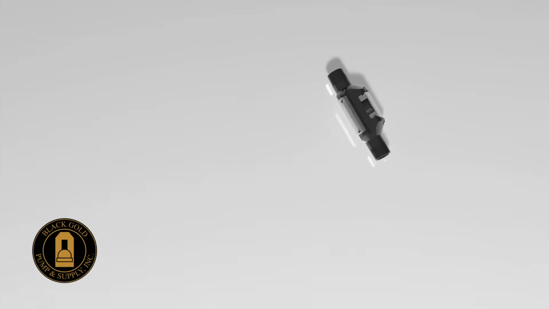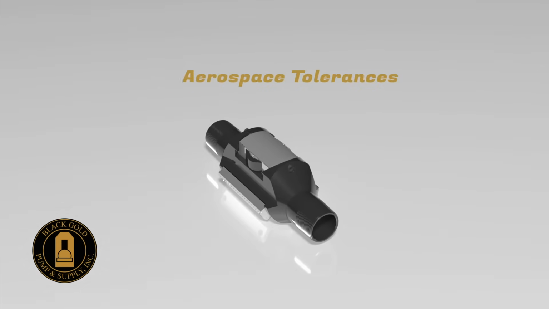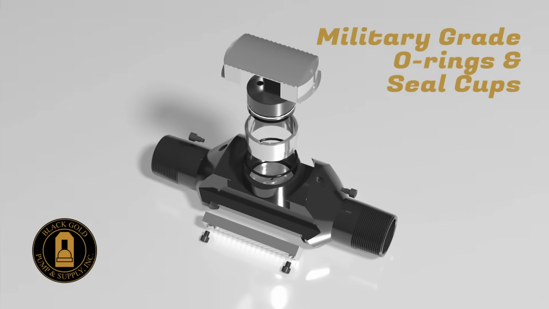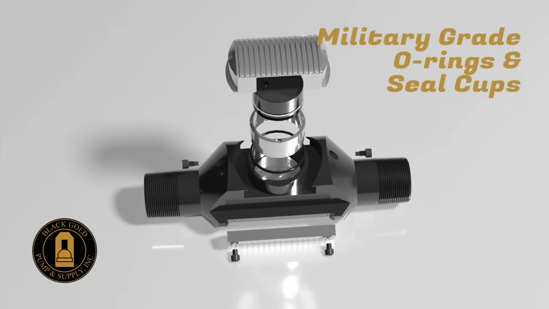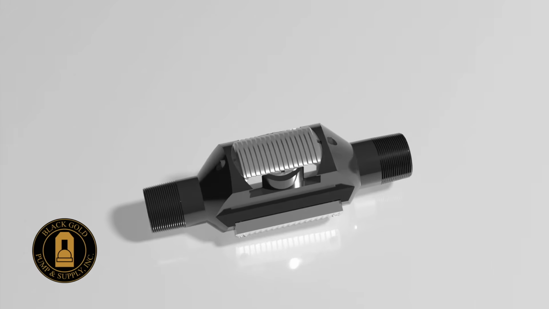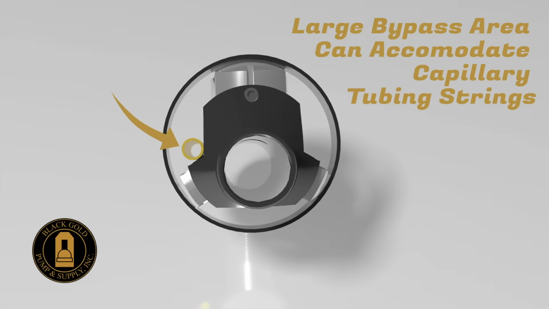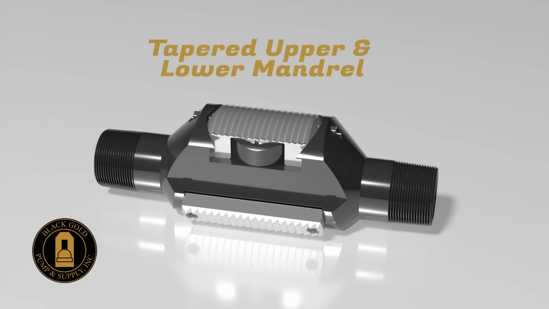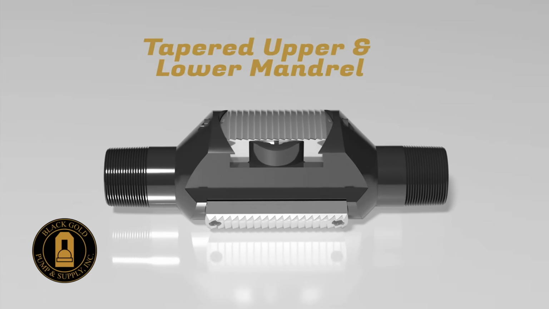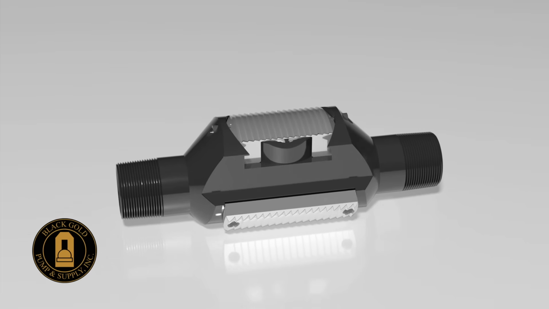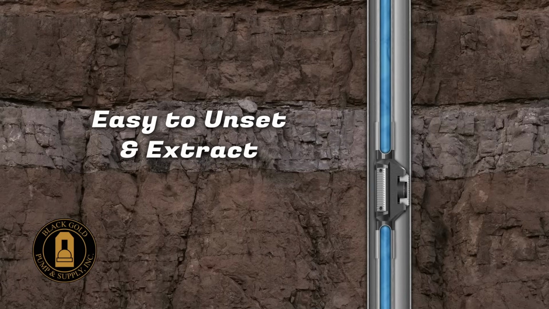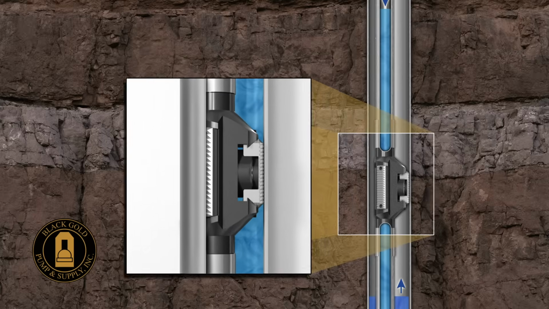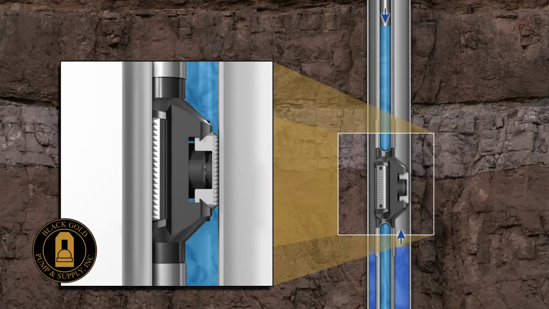The Black Gold hydraulic anchor has been significantly upgraded from oil field tolerances to aerospace tolerances. We minimize piston travel and use extremely high-quality military grade O-rings and seal cups to prevent leaks. The anchor also has a large bypass area which allows gas and fluid to move freely through the annulus. It also has a tapered upper and lower mandrel for easy installation and extraction and mitigates any solid bridging up above the anchor. Once the well is ready to be pulled, the hydraulic anchor is extremely easy to unset and extract. We have retrieved Black Gold hydraulic anchors from even some of the most difficult well bores.